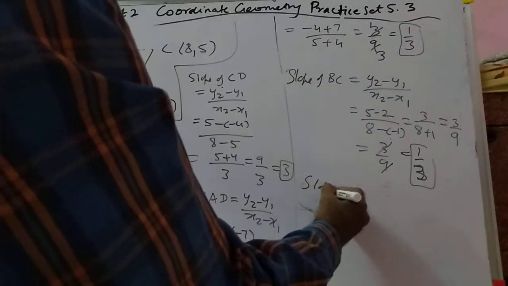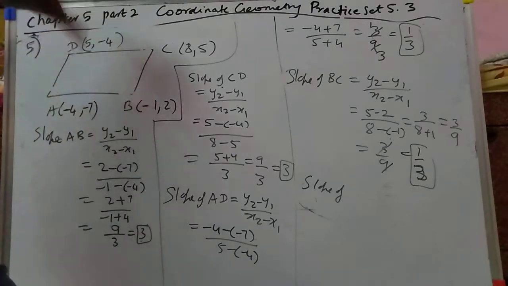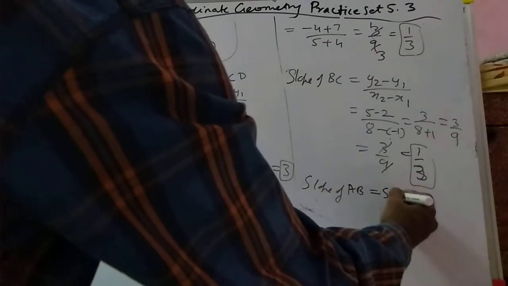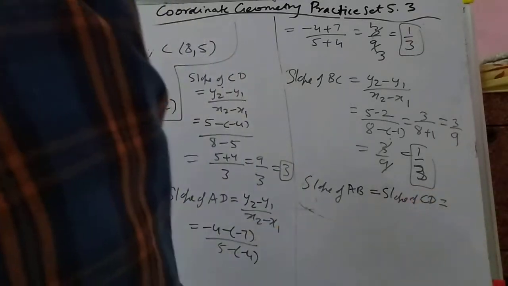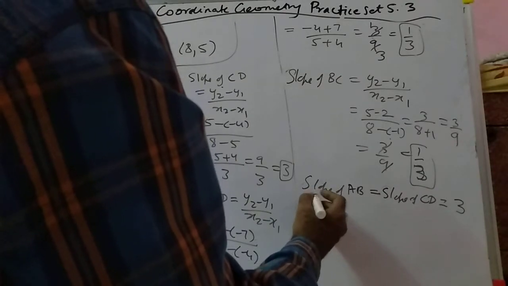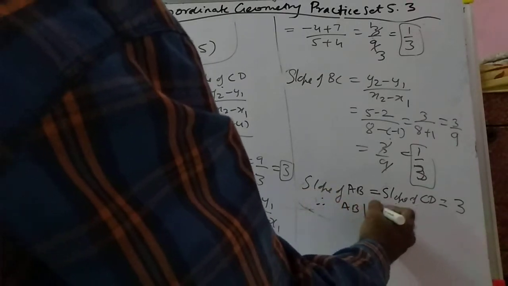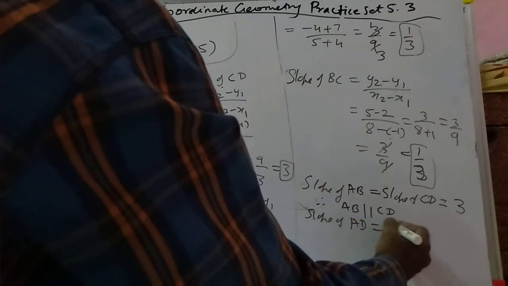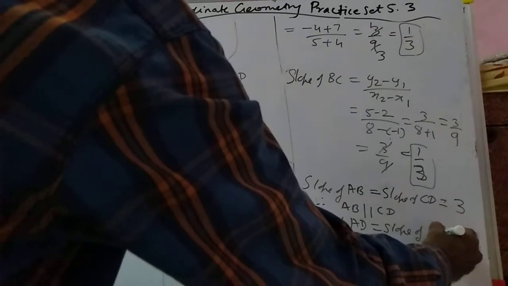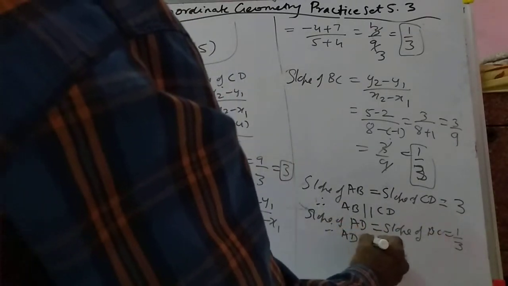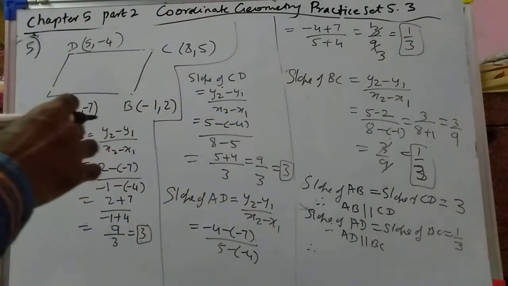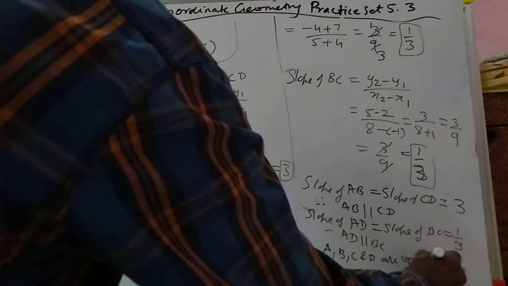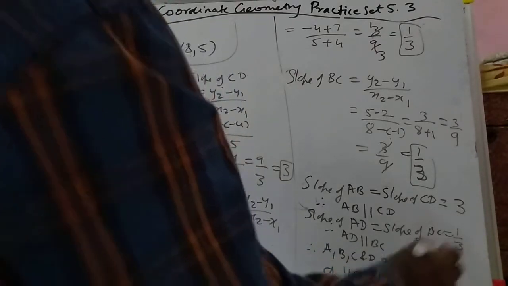Okay. So slope of AB is equal to slope of CD, that is equal to 3. Therefore, AB is parallel to CD. Now, slope of AD is equal to slope of BC, that is equal to 1 by 3, therefore AD is parallel to BC. Therefore, okay, I hope you got this.